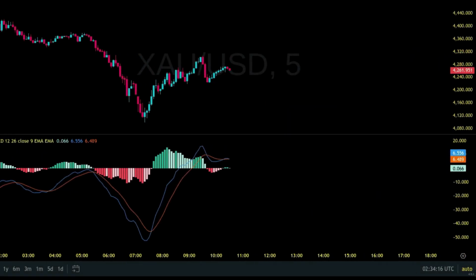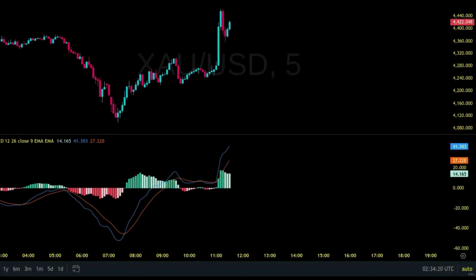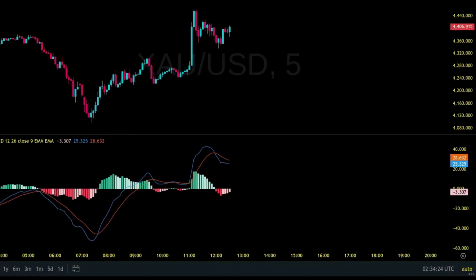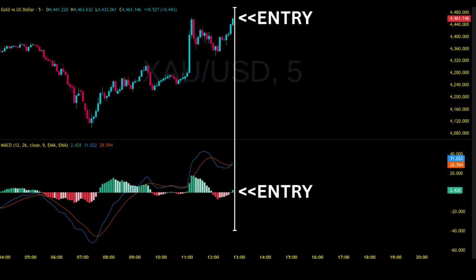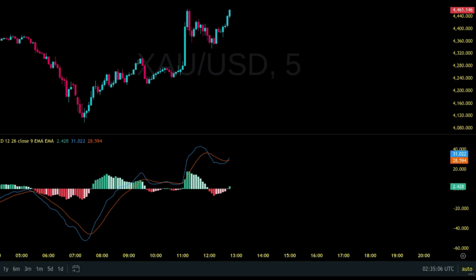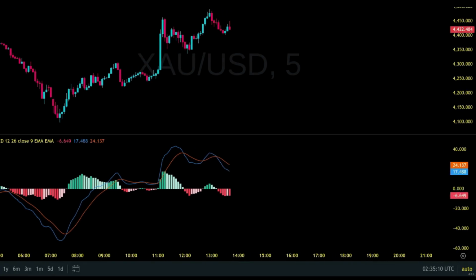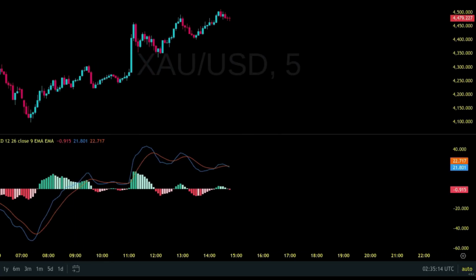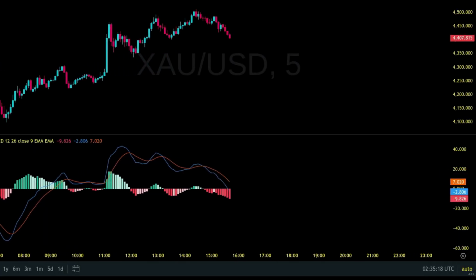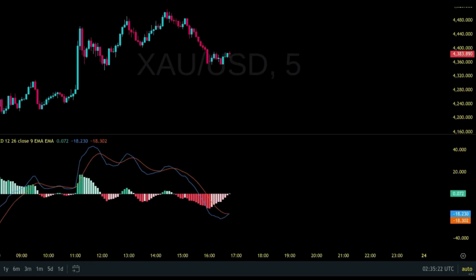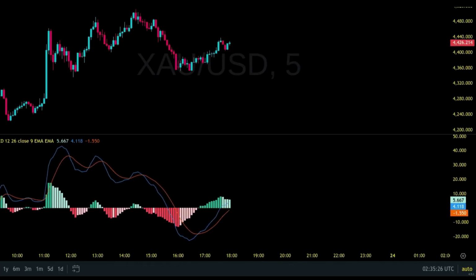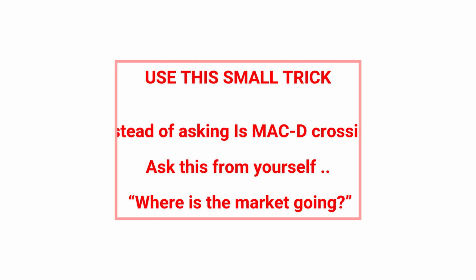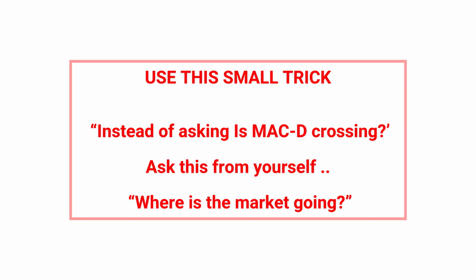Look at this example. Market already moved. Then MACD gives a signal. You enter here, and price goes against you. This is not bad luck. This is totally misunderstanding. Use this small trick. Instead of asking, is MACD crossing? Ask this from yourself: where is the market going?